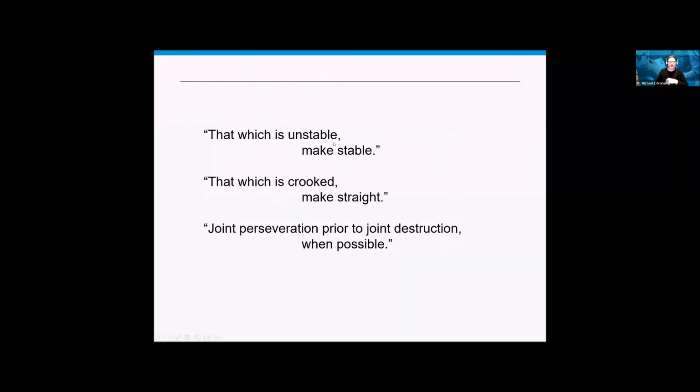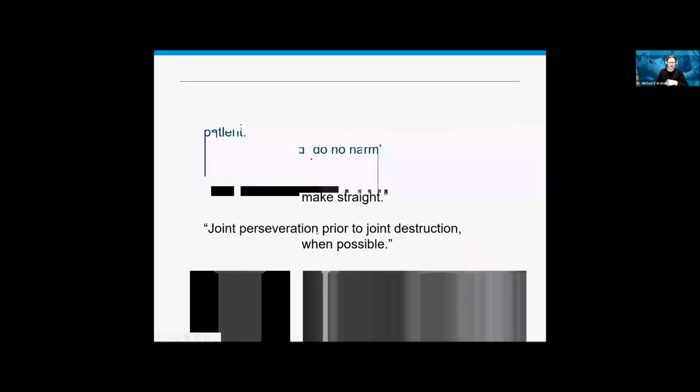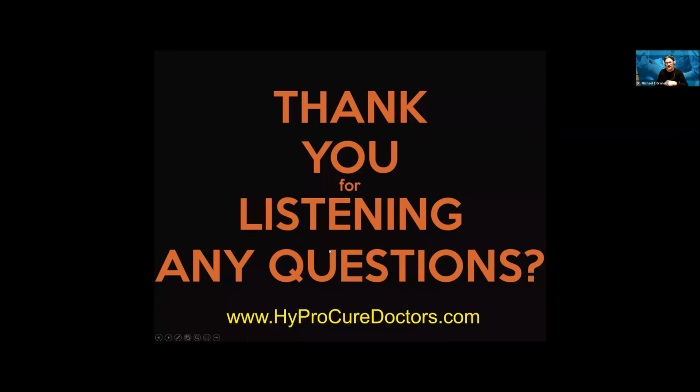That which is unstable, make stable. That's a pathology, so we want to stabilize it. That which is crooked, make straight. And we want to have a joint preservation procedure over joint destructive when possible. It's not always possible, but when it is possible, that's what we should try. So that's my presentation here on the standard of care.